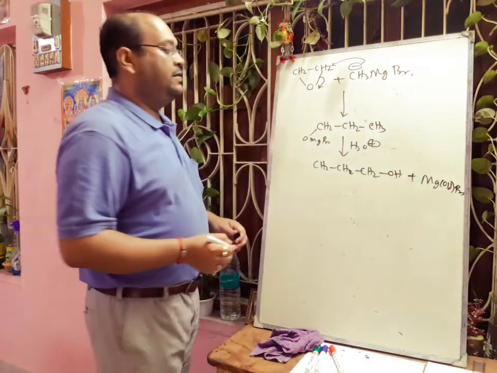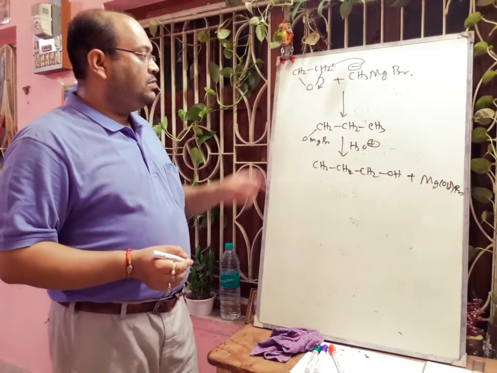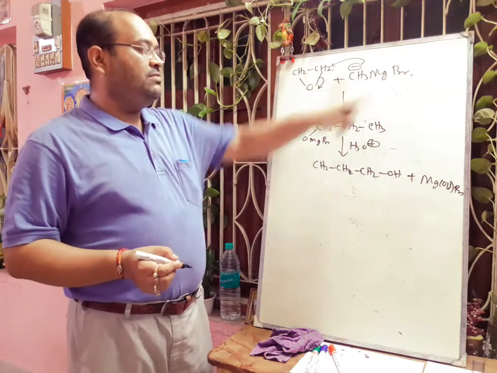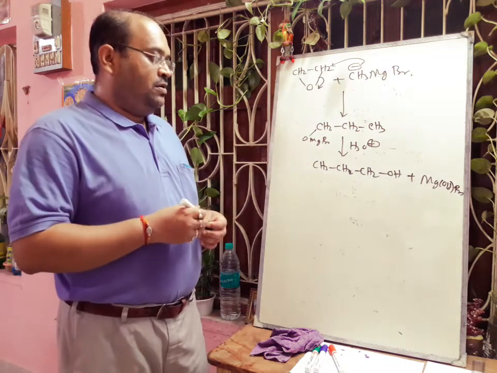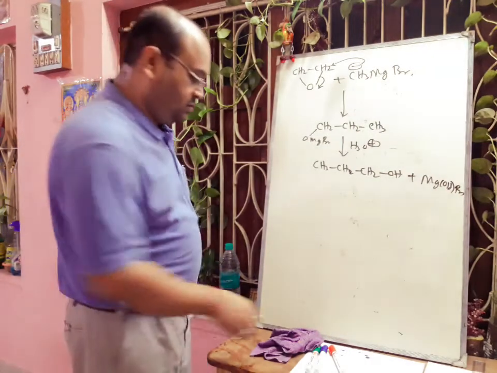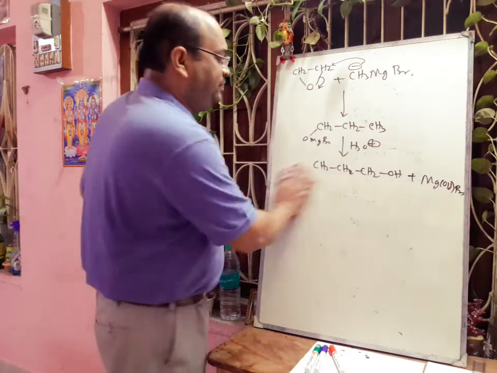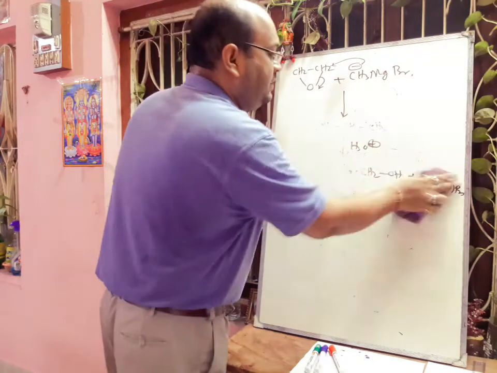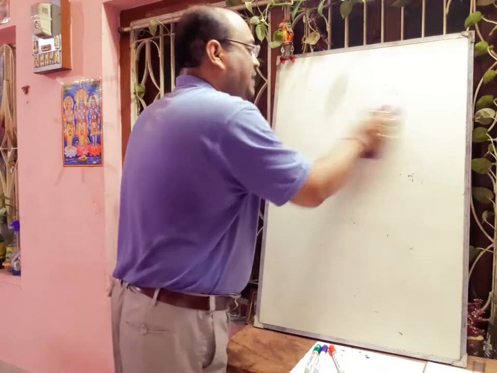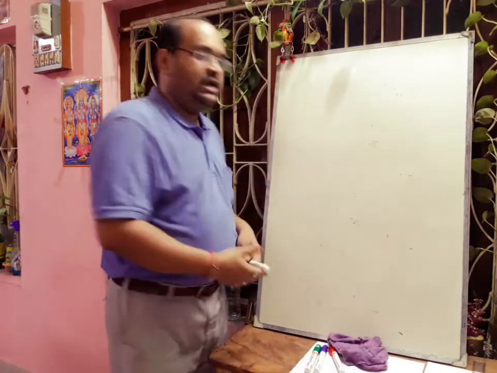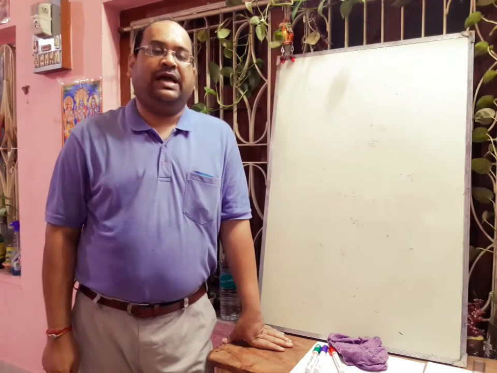So here, from this methyl magnesium bromide, we are preparing n-propanol. Okay. So in this way, by using a very important reagent, that is Grignard reagent, we can prepare primary, secondary and tertiary alcohol. Next we will discuss the hydrolysis of alkyl halide.